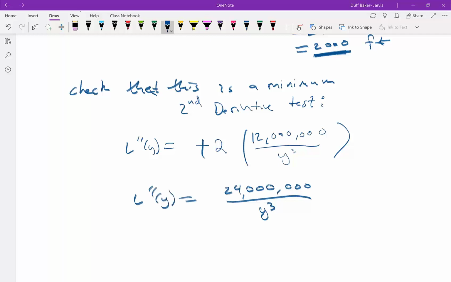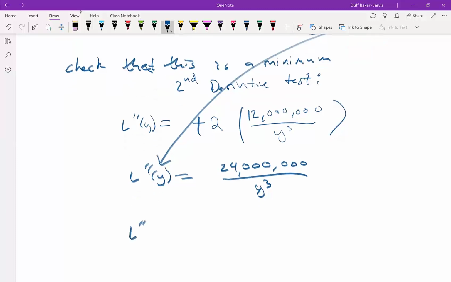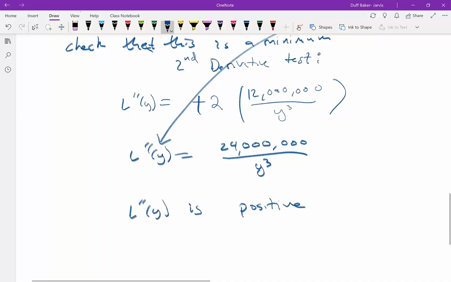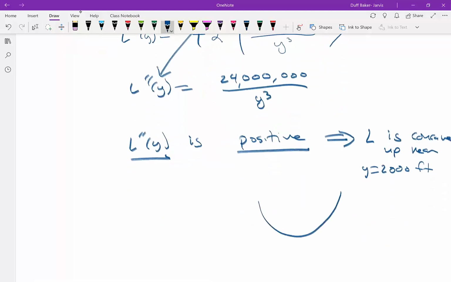And if you plug in the critical value we found, this is positive, right? Okay, so if the second derivative is positive, this means L is concave up near y equals 2,000 feet. Right, so the idea is, concave up means it's here. The place where the derivative was 0 is here. So this was a min, right?